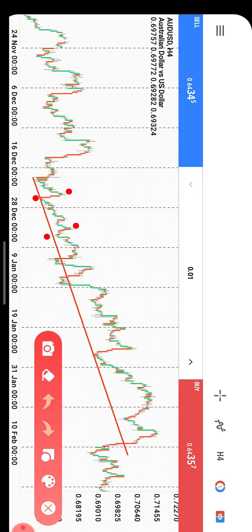We have higher high, higher low, higher high, higher low, higher high, higher low, higher high, higher low, higher high. Can you see that the higher highs are getting much above each other? Then higher low. This one did not get to the trend line. You don't need to trade that one.